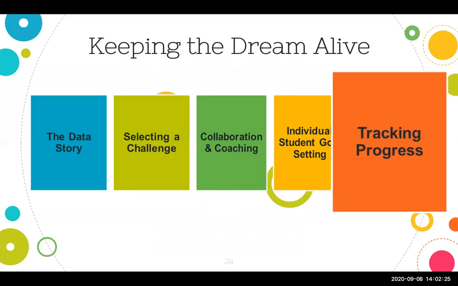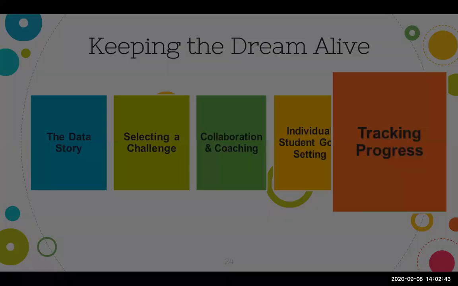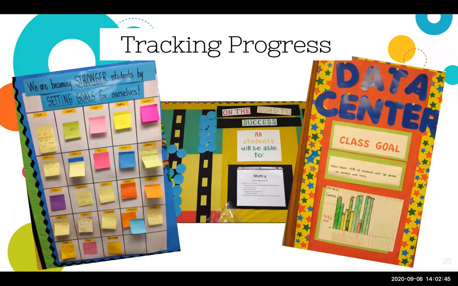Celebrating students' part in achieving identified goals keeps the dream alive. As students are able to see progress and celebrate their part in reaching designated goals, they begin to see their agency in improvement efforts. They see how their actions lead to results. The class can track their data and celebrate progress toward meeting their individual as well as classroom goals.